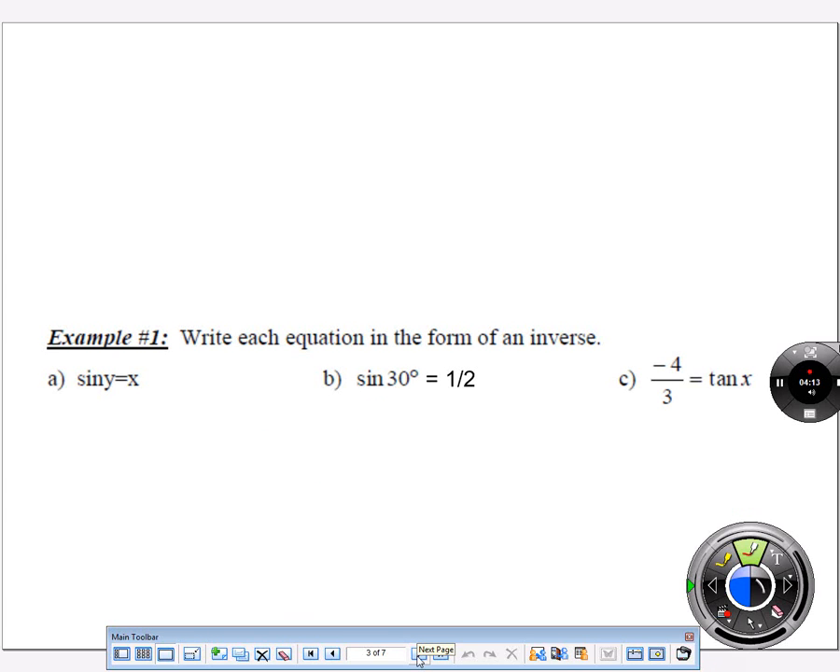All right, so before we start talking about how we choose exactly which one it is, we're just going to practice rewriting them, okay? So if this says the sine of y equals x, is y an angle or a side length? An angle. You take the sine, cosine, tangent of an angle, and your answer is a side length. So in this case, y is the angle and x is the side length.